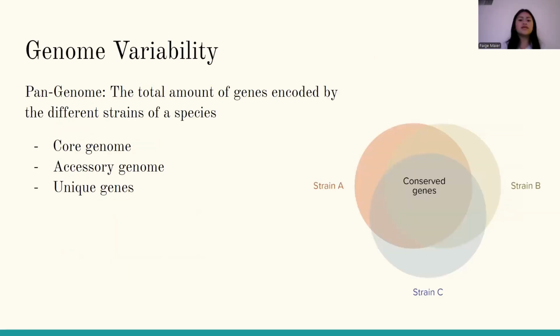Genome variability led to the concept of pangenome. Pangenome is the total amount of genes encoded by the different strains of a species, and it consists of the core genome, the accessory genome, and unique genes. The core genome is common to every strain of the species. The accessory genome is present in some but not all strains, and unique genes are found in only one strain of the species. Mobile genetic elements contribute to accessory genomes.